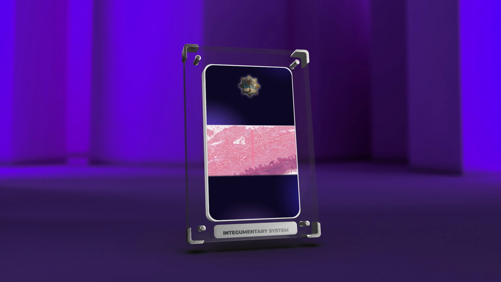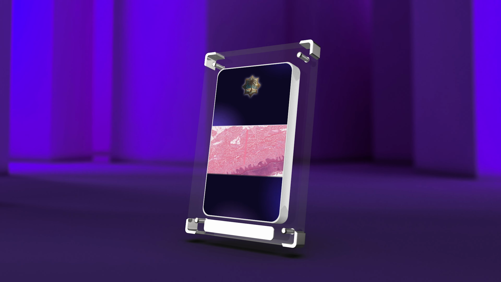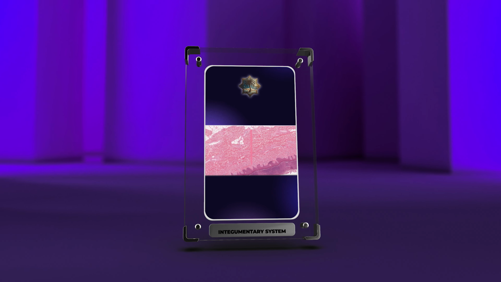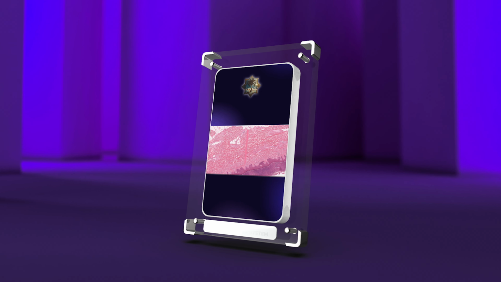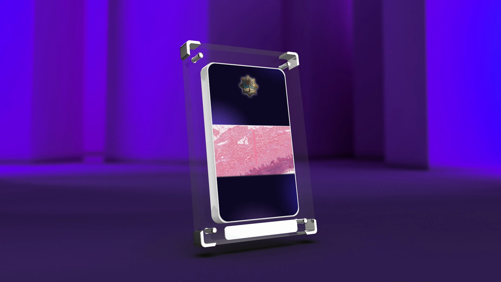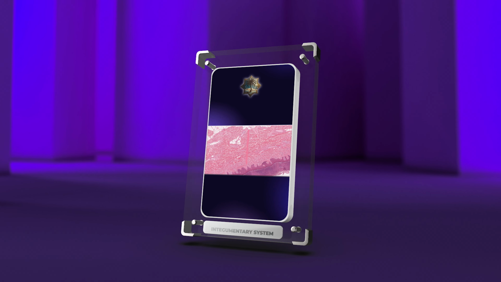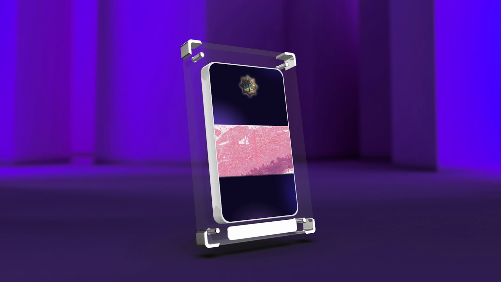In conclusion, the skin is a complex organ that plays a crucial role in protecting and regulating our body. By examining its histological structures, medical professionals can better understand and manage skin disorders. Delving into the intricacies of the skin provides valuable insights into its functions and enables us to appreciate its fascinating inner workings.